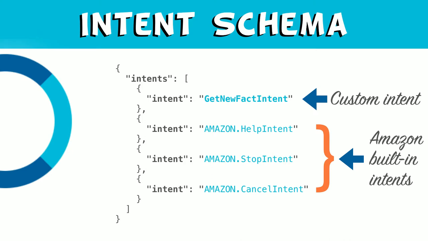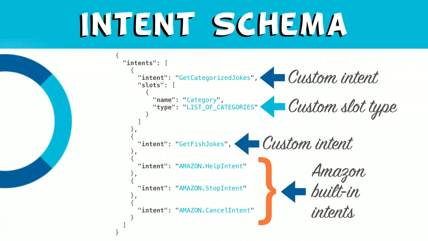So here's a closer look at the intent schema for a basic example. You can see in this example, GetNewFactIntent is the name of the custom intent. This is followed by Amazon's built-in intents. You'll also include slots, as we've mentioned, in your intent schema if you're using them. So here's an example of our fresh joke skill that uses a slot to allow us to respond with categorized jokes. So there's our intent key, and then below that is slots and the name of the slot and the type of the slot. Not all of the intents use slots, but you can see where they are there.